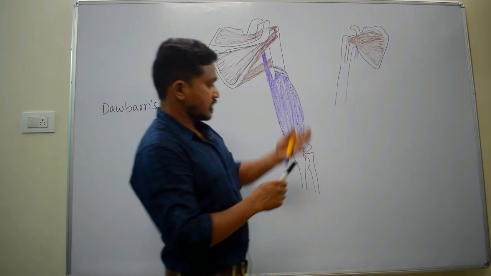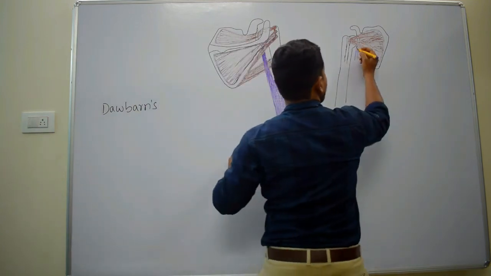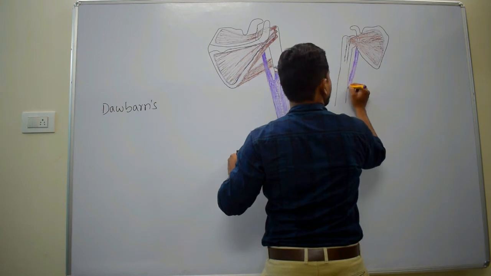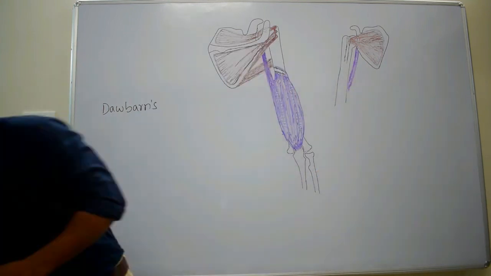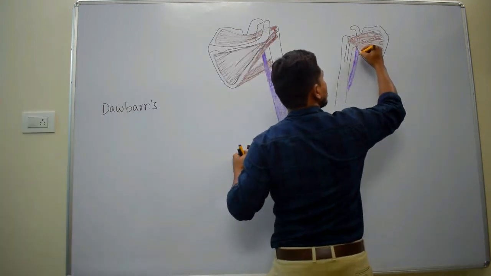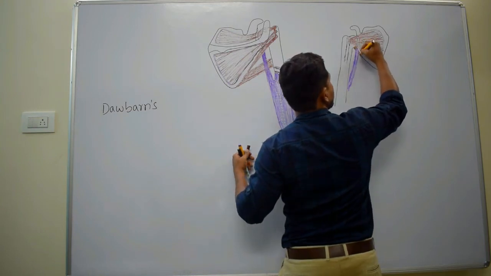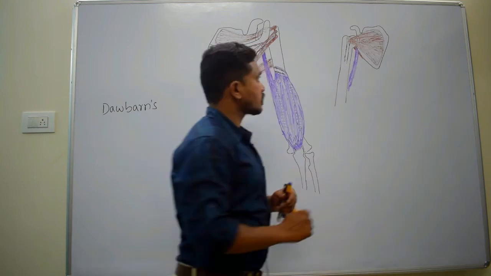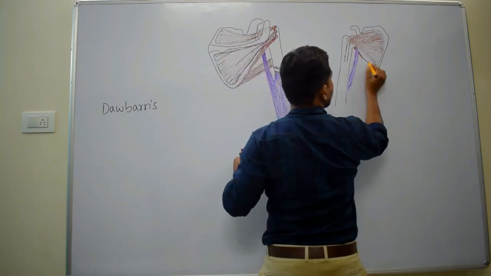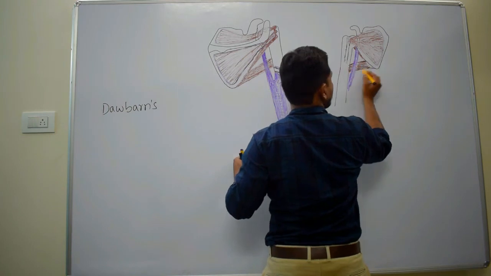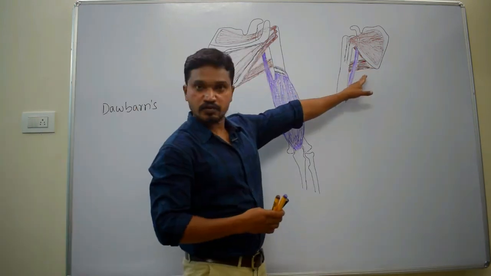If you draw the same structure here also, this is long head of triceps. And we know that this is teres minor, and this teres minor will be going back. Because of that I cannot show you the insertion. And what is this muscle here? This is teres major. This is how the anterior view will be present.